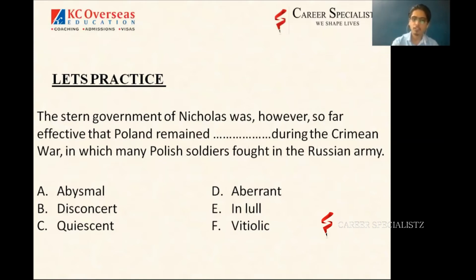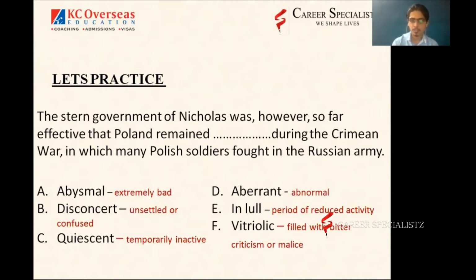So out of the given 6 options that we have with us, we need to identify the 2 most appropriate options, which basically state a period of reduced activity or temporary inactiveness. When we look at the meanings of the 6 options, 2 different options, option C and option E, fall in the same category. Quiescent means temporarily inactive, and lull means a period of reduced activity. So these 2 would be the most appropriate options to fill in as the answer for this particular question.